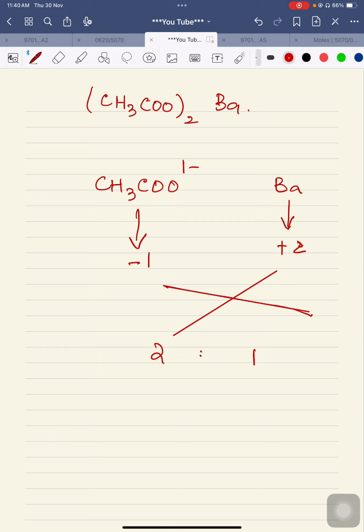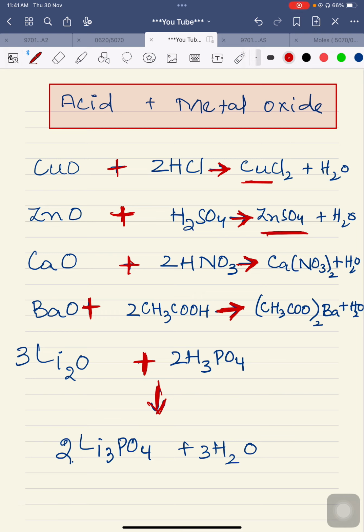Guys, what will be the name of this? Copper chloride. It is zinc sulfate, this is calcium nitrate, this is barium ethanoate, and this is lithium phosphate, okay. So these are the names, guys. I am writing some specific numbers before the formula of the reactant or the product. So what is that basically? Look here. Let me tell you that it is the total HCl. It is coming two times. Why is it coming two times?